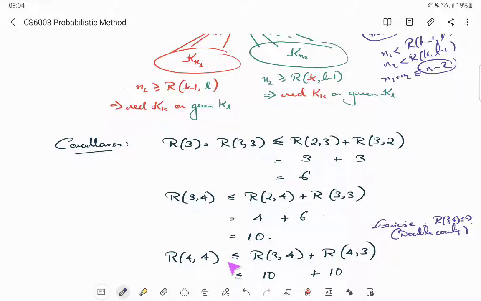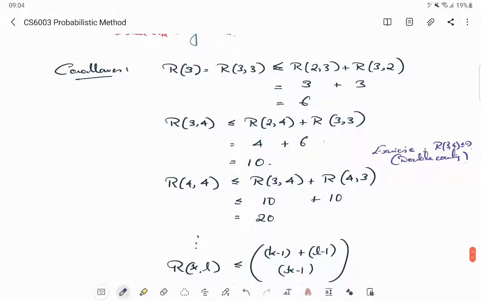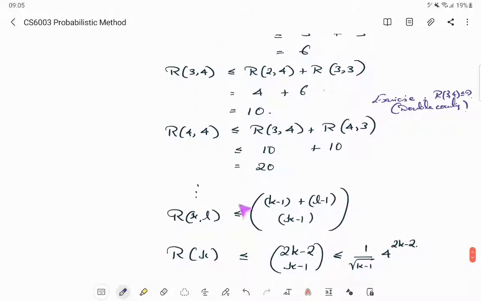Continuing, for R44 you have to add R34 and R43, which will give you an upper bound of 20. In fact, by this process, if you find R55, the next will be R45, which will be 20 plus 10, 30. R54 will also be 30. So R55 will be then 30 plus 30, which is 60. 45 is the best known bound. Okay, so this method is not that bad, and you can actually generalize.